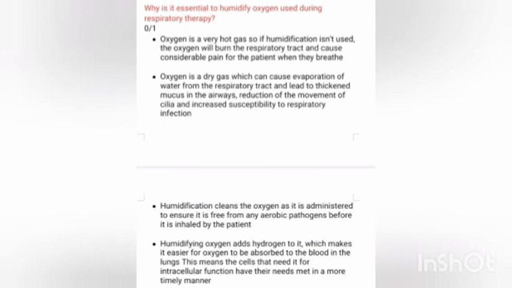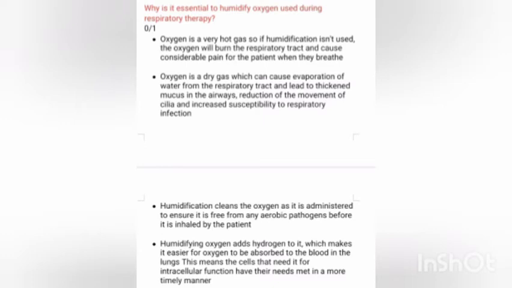Question, why is it essential to humidify oxygen used during respiratory therapy? Option A, oxygen is a very hot gas, so if humidification is not used, the oxygen will burn the respiratory tract and cause considerable pain for the patient when they breathe. Option B, oxygen is a dry gas which can cause evaporation of water from the respiratory tract and lead to thickened mucus in the airways, reduction of the movement of cilia, and increased susceptibility to respiratory infection. Option C, humidification cleans the oxygen as it is administered to ensure it is free from any aerobic pathogens before it is inhaled by the patient.